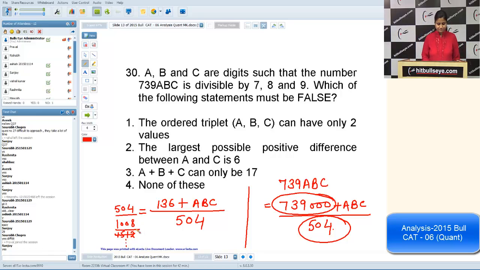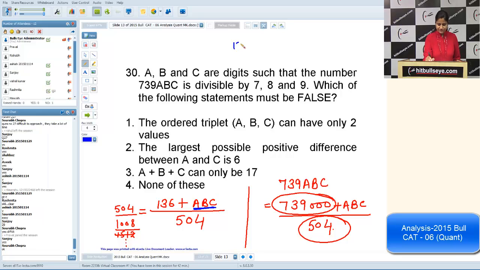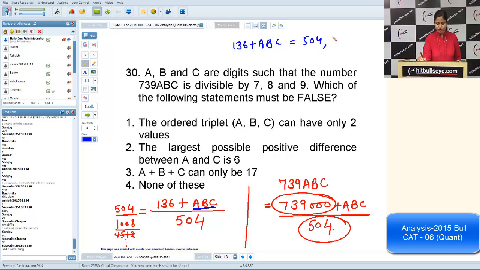Is it okay? Yes, guys. Are you getting me? So what should be ABC? If I take 136 plus ABC, that is equal to either 504 or 1008, you will get the value of ABC, and correspondingly you can reject your options. Yes, exactly, that is the best approach, because normally we don't use any divisibility rule of 7, 13, etc. because they are very, very clumsy. It's better you go by normal division. Should I move further, guys?